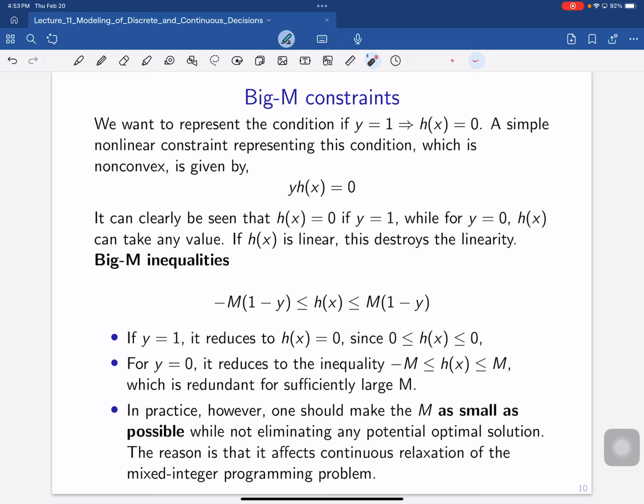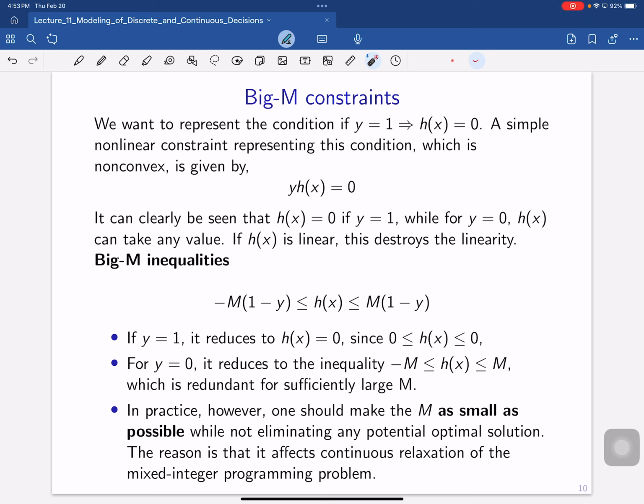When y equals 0, then you have minus M less than or equal to h of x less than or equal to M. Basically, it is saying the value of h of x is between minus M and plus M. M is a very large number. So if you choose a big M that is very large, suppose the value of x is bounded. Like I said, whenever you model a problem, all the variables are usually bounded, right?